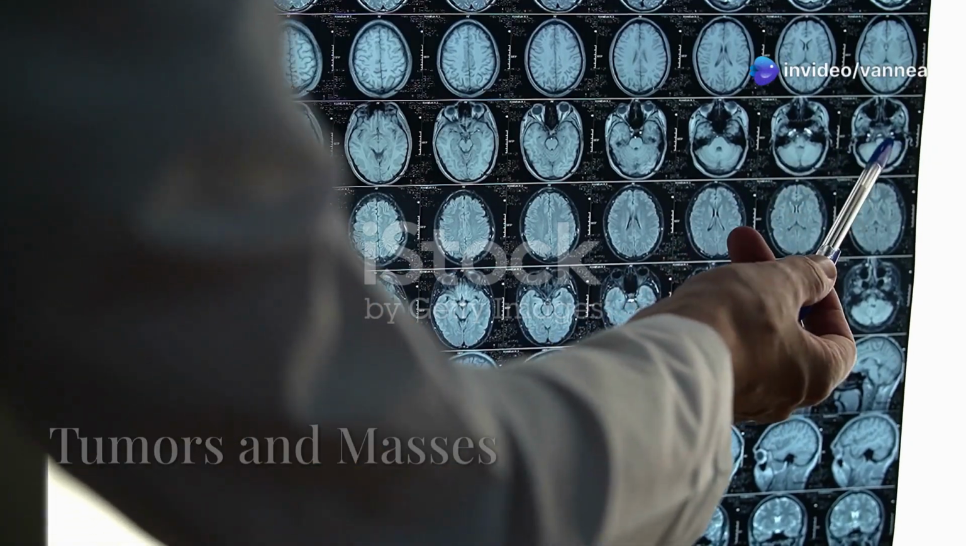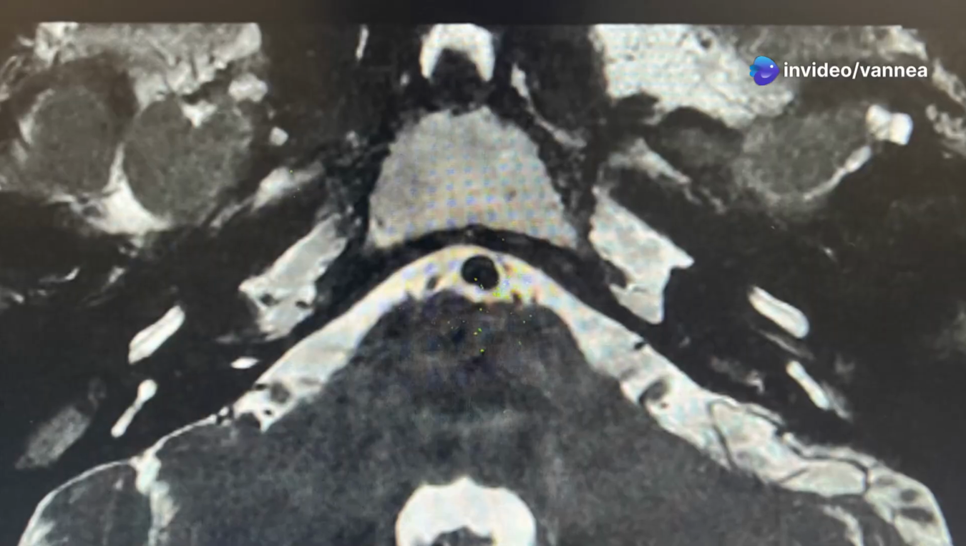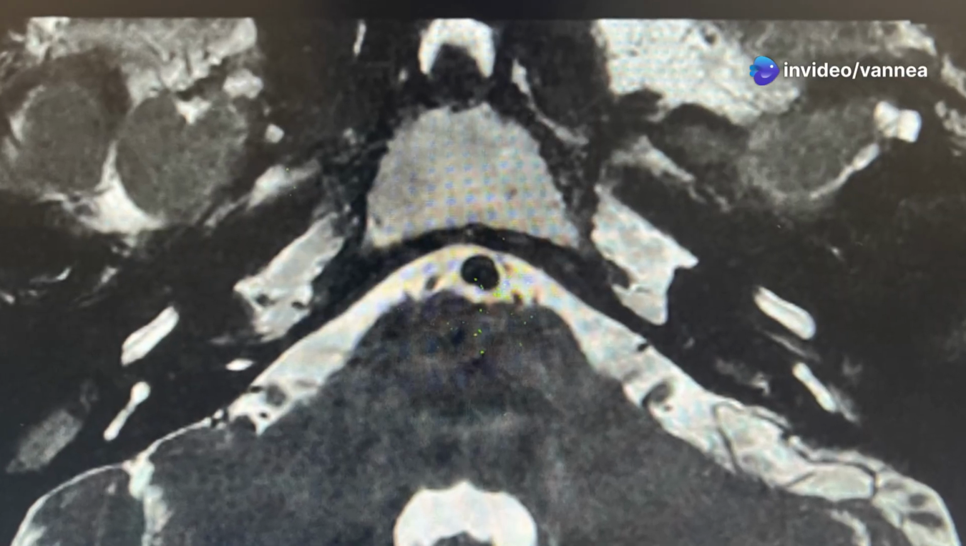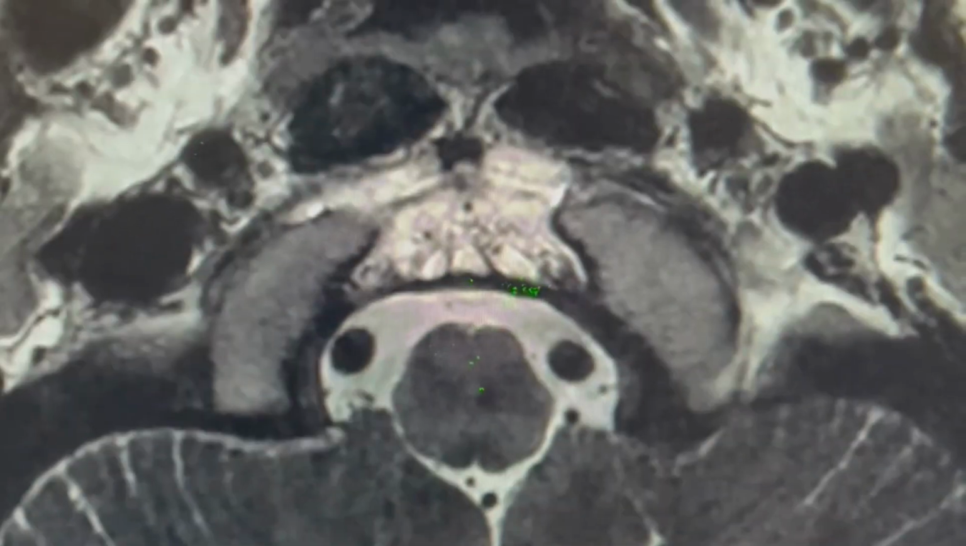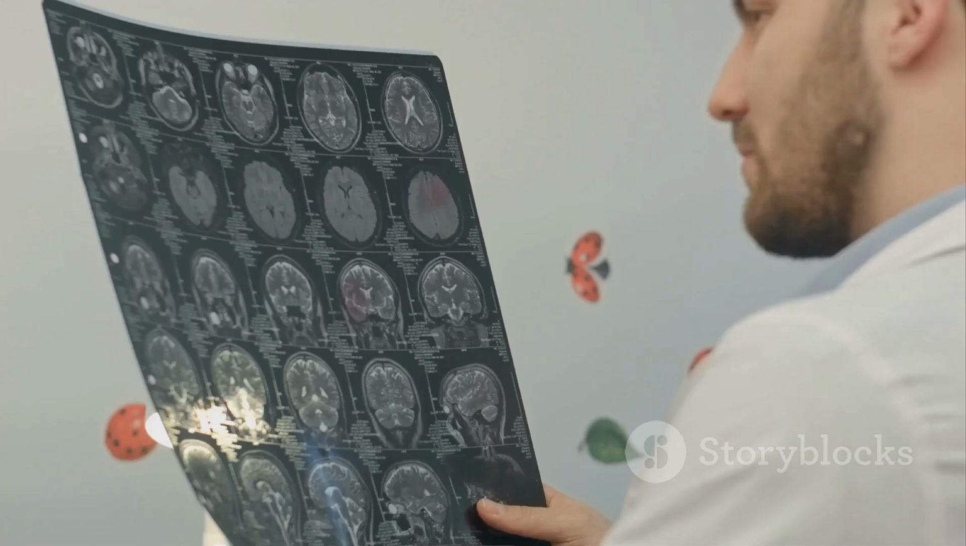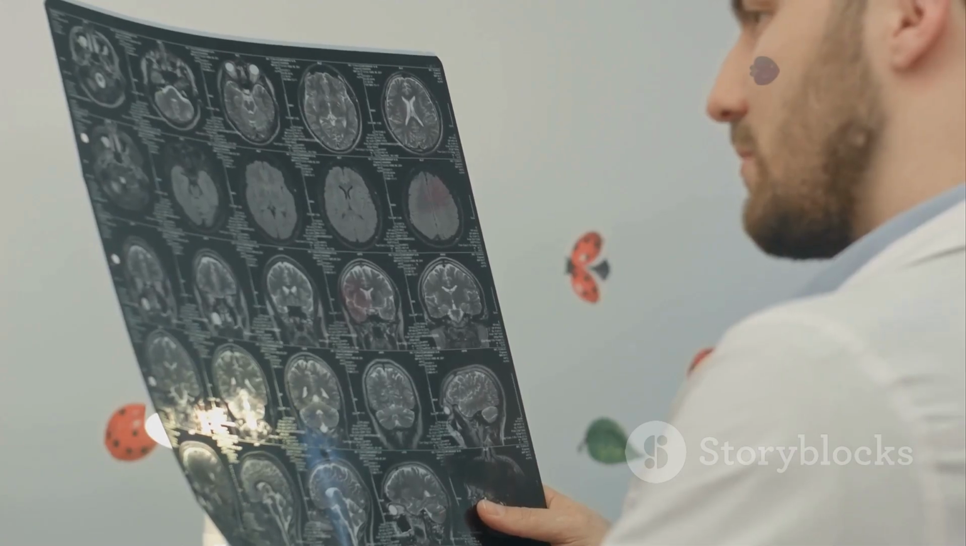Alright, so next up, let's talk about tumors and masses. Acoustic neuroma, also called vestibular schwannoma, typically affects cranial nerve 8. And then, there are other tumors like meningioma, schwannoma, and glioma. These can actually involve various cranial nerves. We also have to consider perineural tumor spread, which is especially important in head and neck cancers.